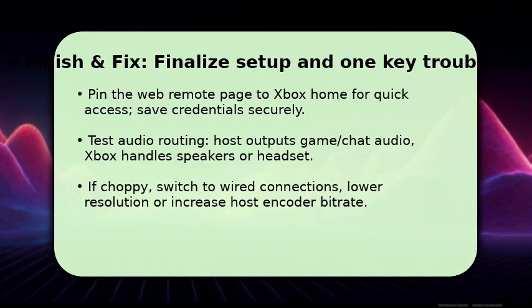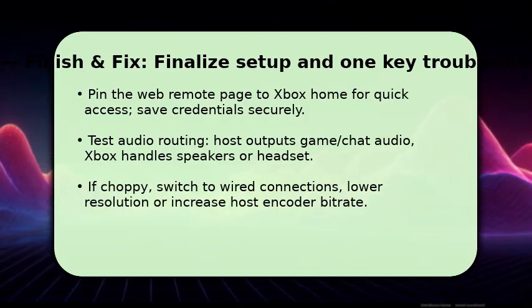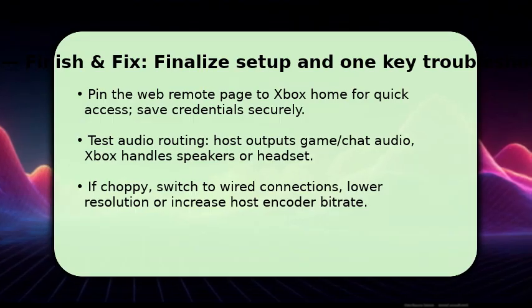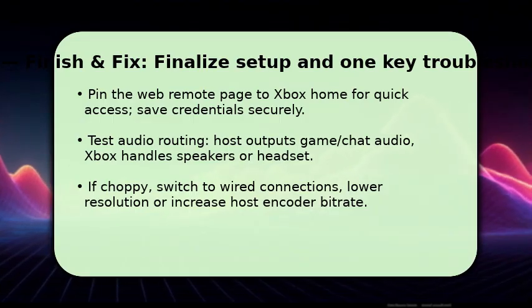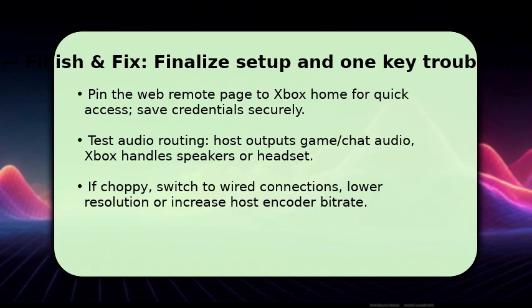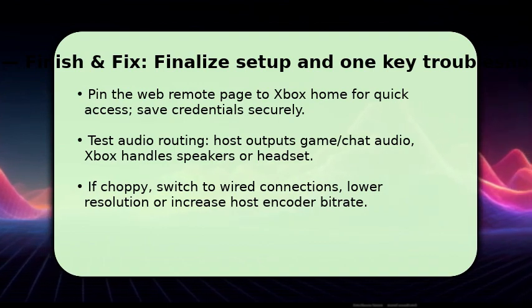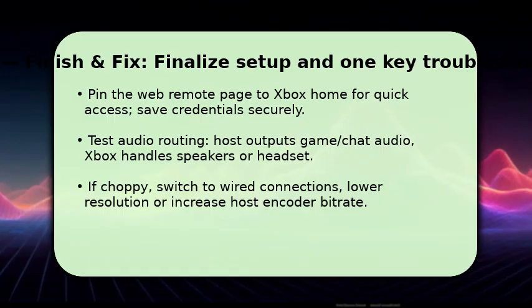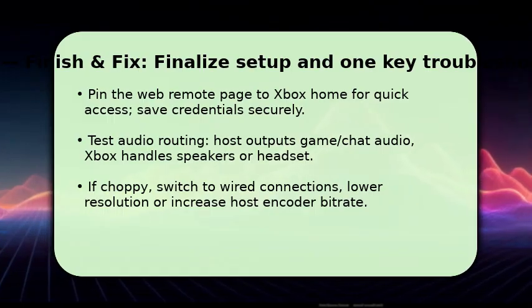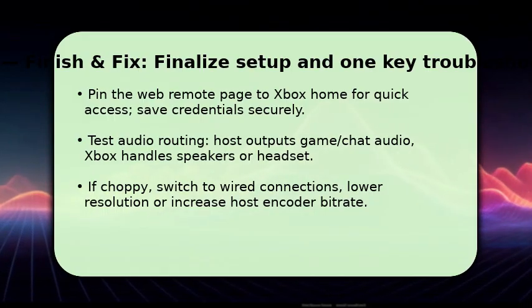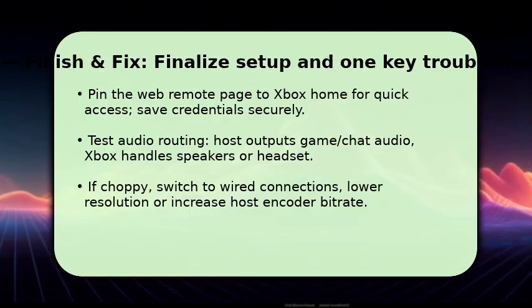If you encounter choppy video, one key troubleshooting step: force both devices to wired Ethernet, lower the remote resolution, or raise the host encoder bitrate. This directly improves frame pacing and input responsiveness. Finally, reboot both devices after configuration changes to ensure stable performance.